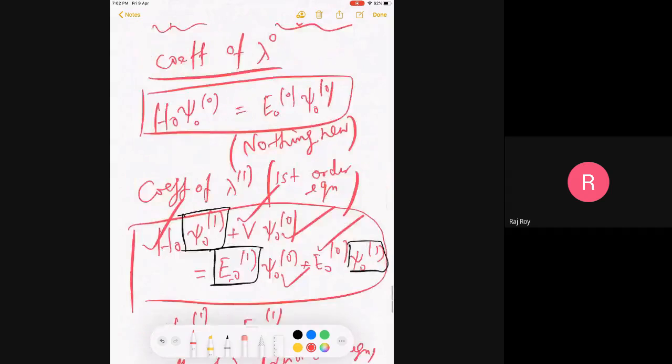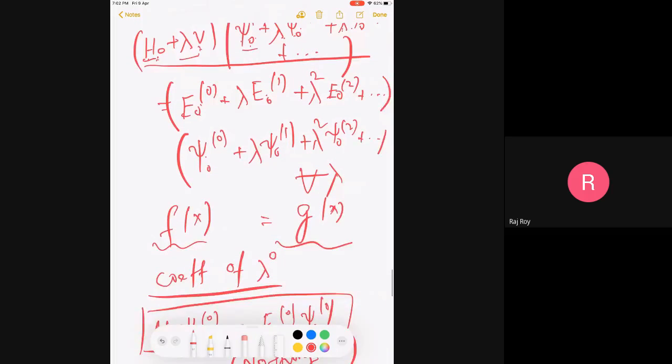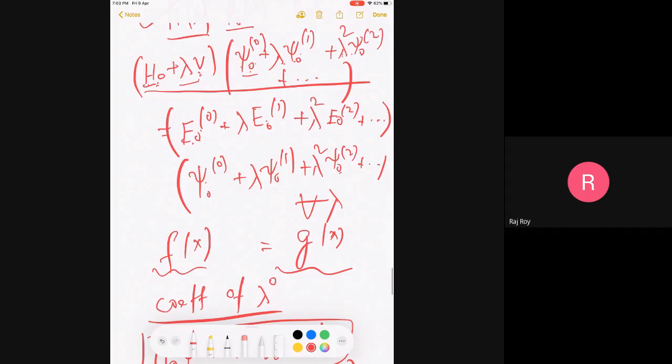And on the right hand side, you will see now E 0 0 psi 0 2, E 0 1 psi 0 1. But here one more term, E 0 2 psi 0 0. Remember, this term was not there in the left hand side because the Hamiltonian had stopped only at lambda. There is no lambda square, but here it goes on, both of them. So E naught 2 psi 0 0.